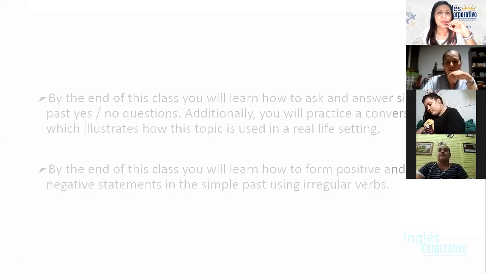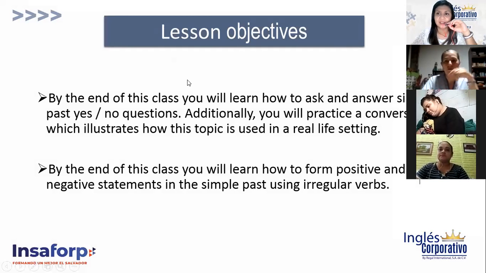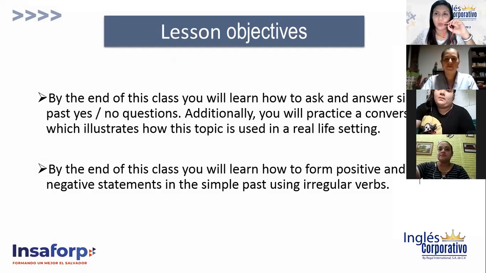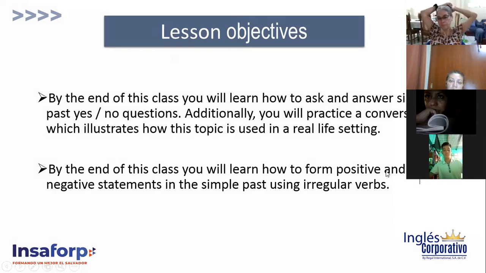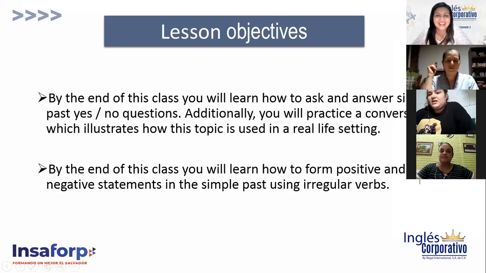So we have two objectives today for this lesson. Kimberly, could you please read the first one? And Jenny, could you please read the second one? By the end of this class, you will learn how to ask and answer simple past yes or no questions. Additionally, you will practice a conversation which illustrates how this topic is used in a real life setting. And the second one: by the end of this class, you will learn how to form positive and negative statements in the simple past using irregular verbs.